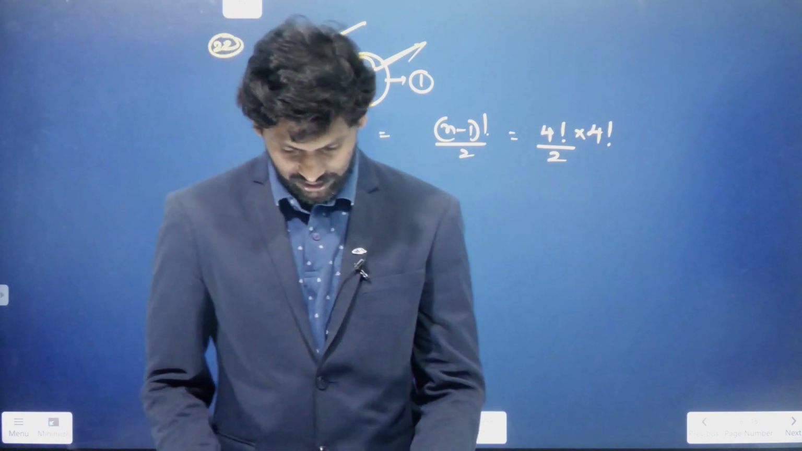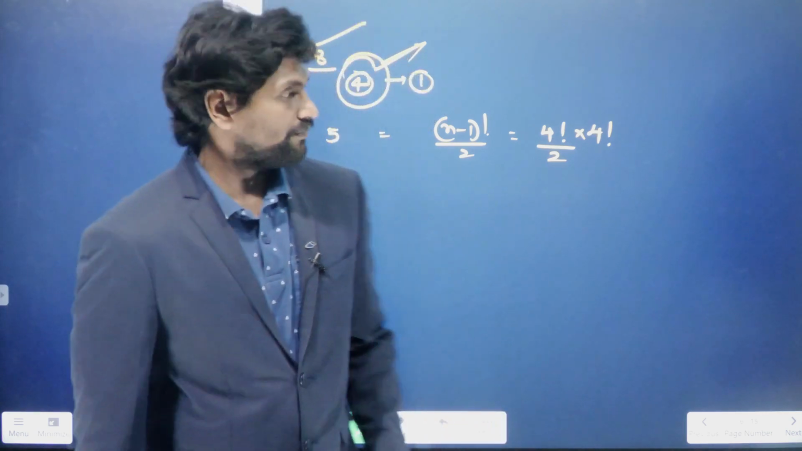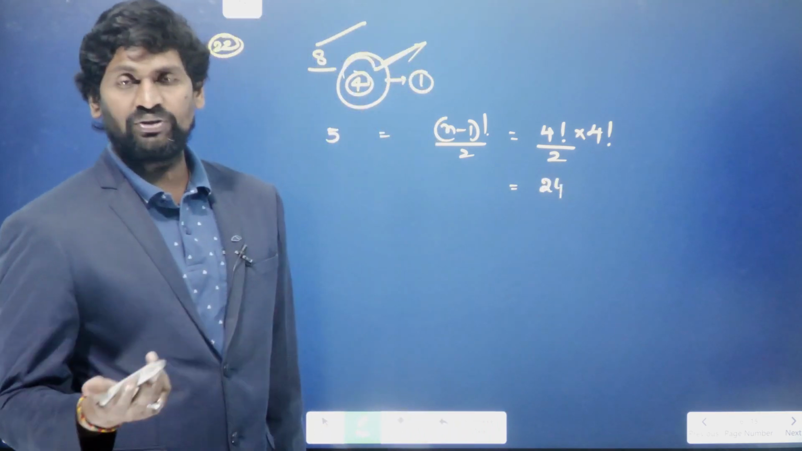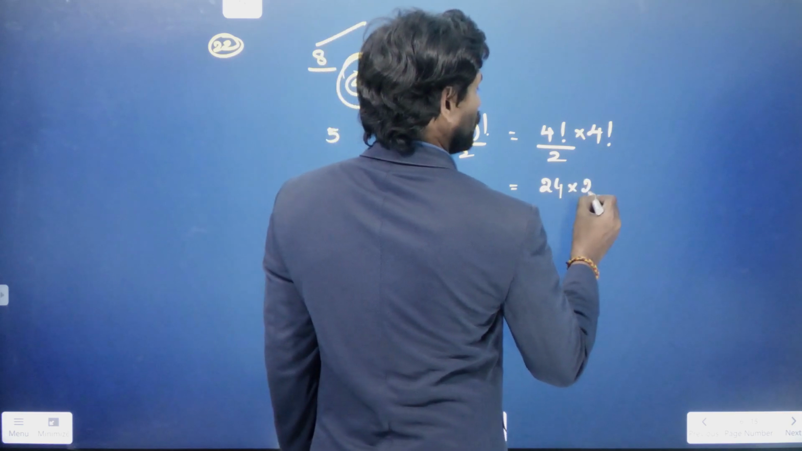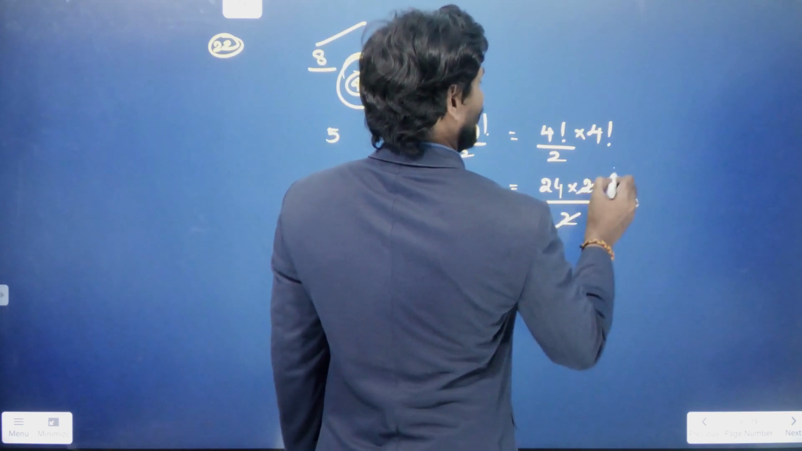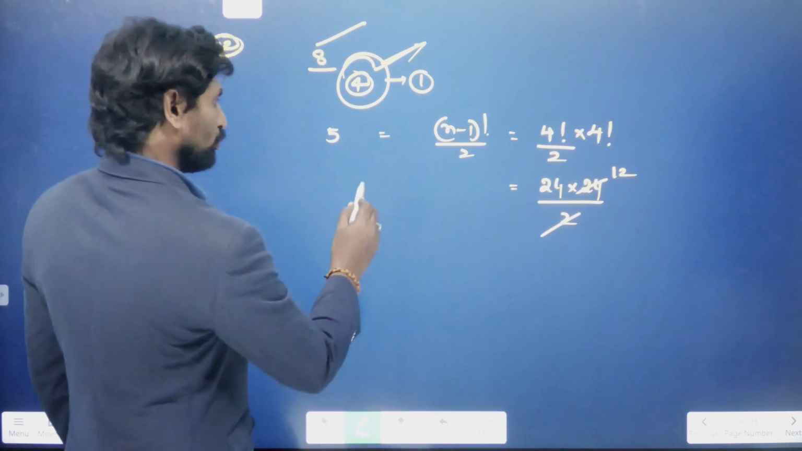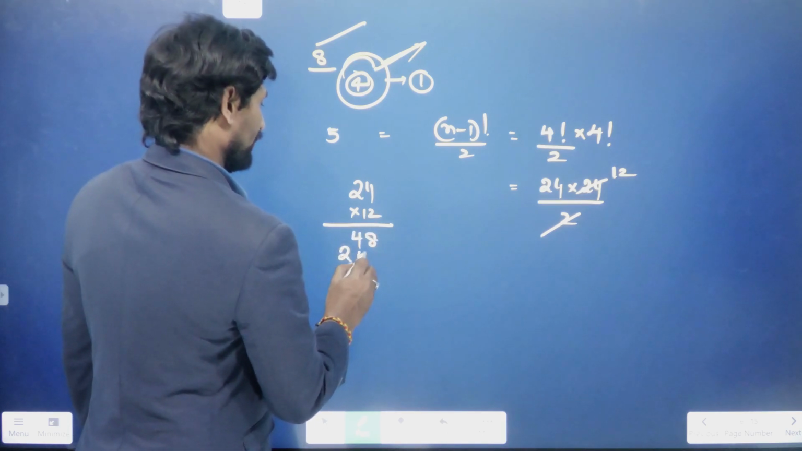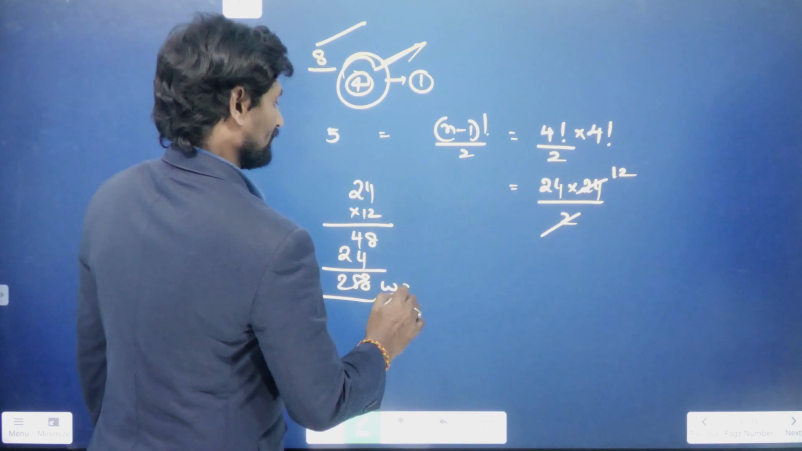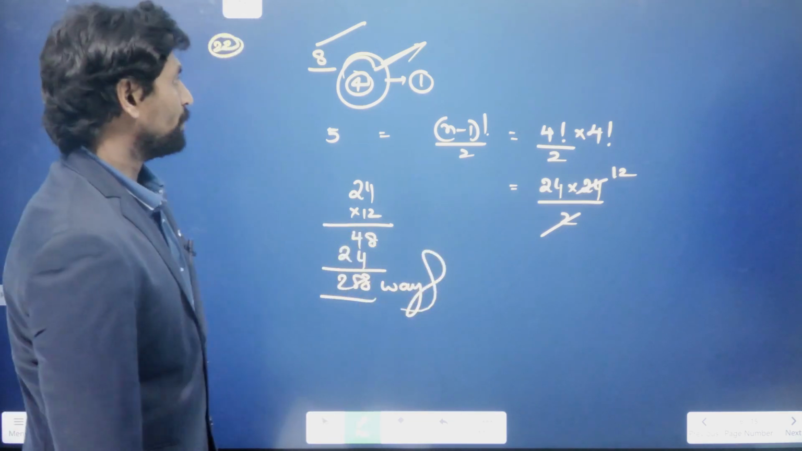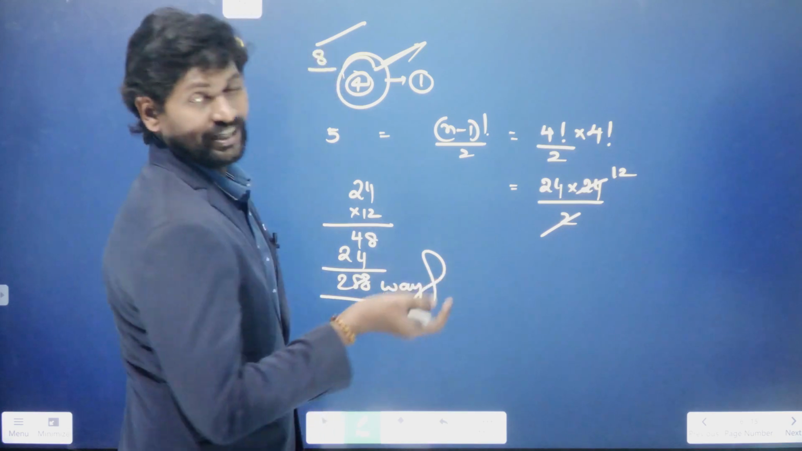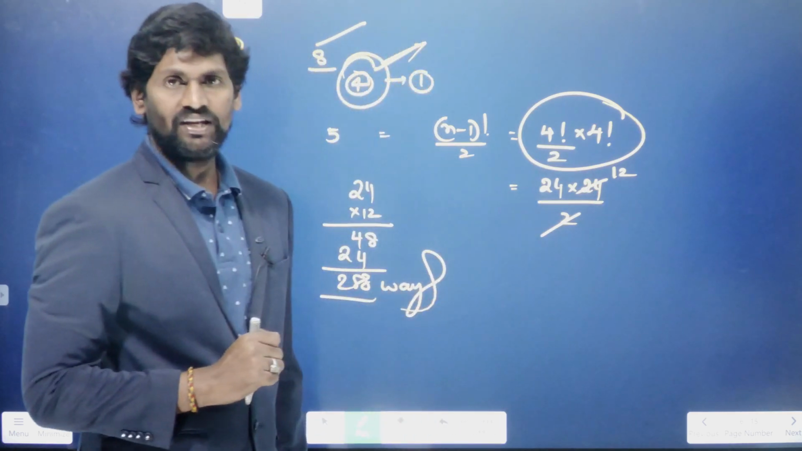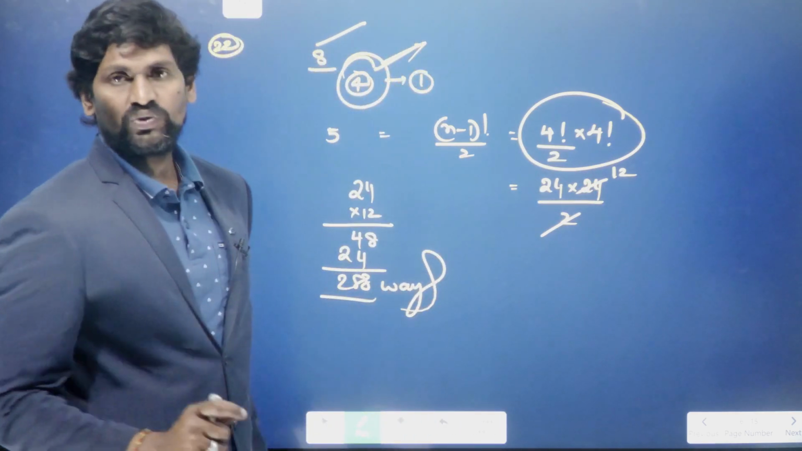Let us check the answer. 4 factorial means 24, that is 4 into 3 into 2 into 1. Here also 4 factorial means 24 by 2, so that is 12. So 24 into 12, which is 288 ways. Your options were not given, so that's why I converted it into a number, because the last answer is given as a number. Otherwise, we can leave it like this: 4 factorial into 4 factorial by 2. Okay. So let us move on to the next problem.